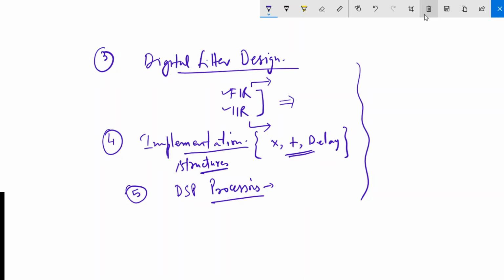And finally, we will discuss about the filters. There are different methods for finite impulse response and infinite impulse response filters and how they are implemented using different structures. Okay, so this is for today.